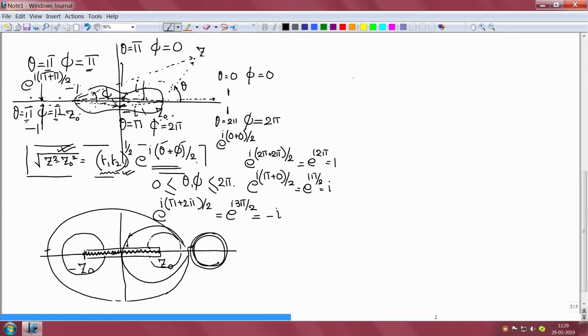Now, I will just give you a picture, some pictorial view of the infinite branch cut for square root of z. It just occurred to me that it could have a pictorial view.